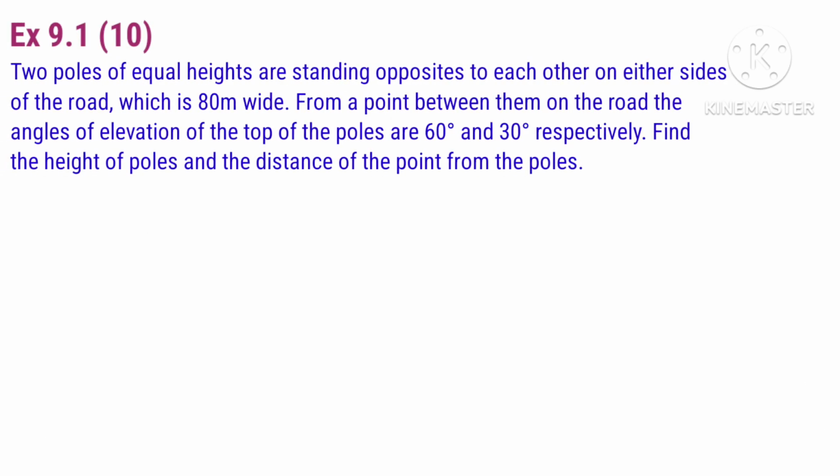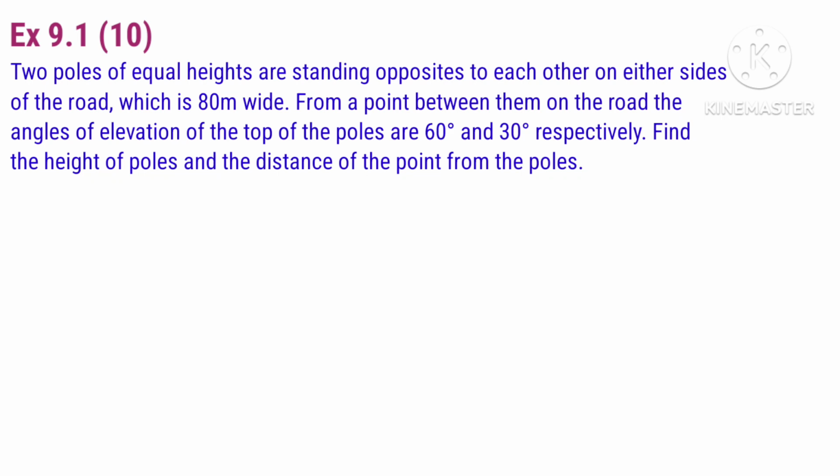The two poles of equal heights are standing opposite to each other on either side of the road, which is 80 meter wide. From a point between them on the road, the angle of elevation of the top of the poles are 60 degree and 30 degree respectively. Find the height of the poles and the distance of the point from the poles.